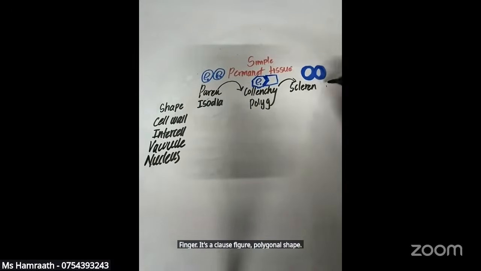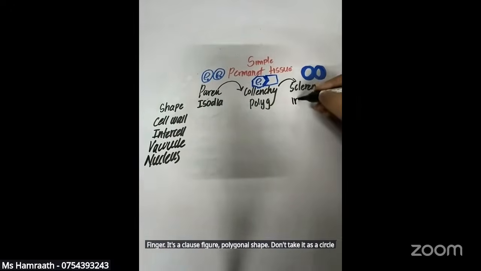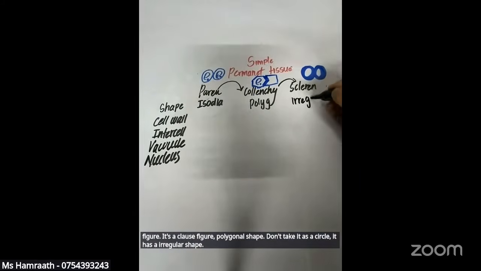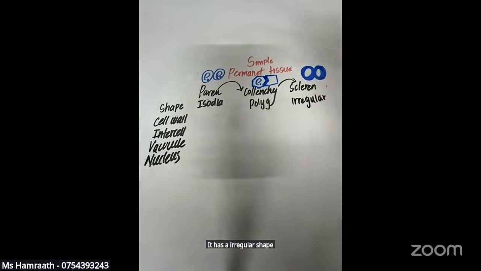Sclerenchyma, don't take it as a circle. It has an irregular shape. So it's not a circle, it's not polygonal, it's something else. So that is an irregular shape.